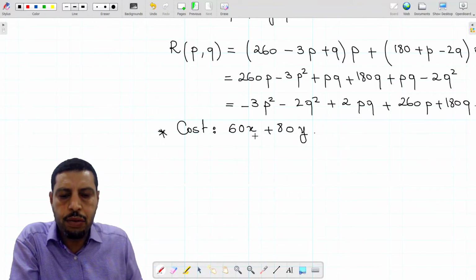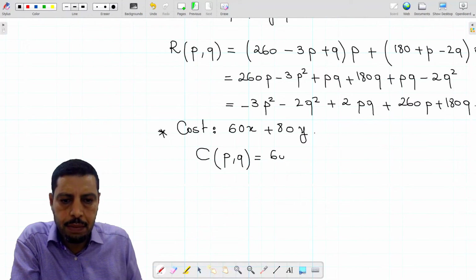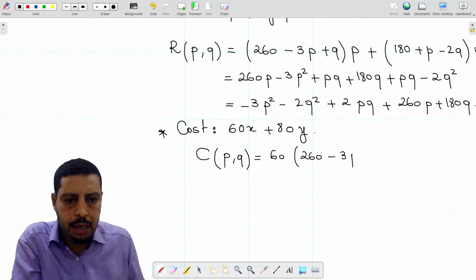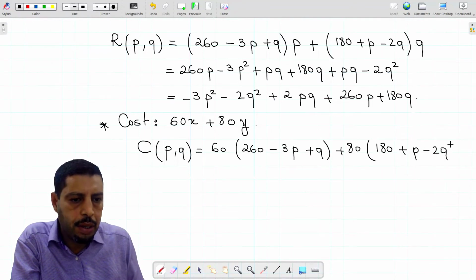Again, here we have to substitute the x and the y by their respective expressions to get the cost function as a function of P and Q. Since the revenue is expressed as a function of P and Q, the cost function has to be also expressed as a function of P and Q. So let's write C of P and Q, which is equal to 60 times 260 minus 3P plus Q, which is X, plus 80 times 180 plus P minus 2Q.